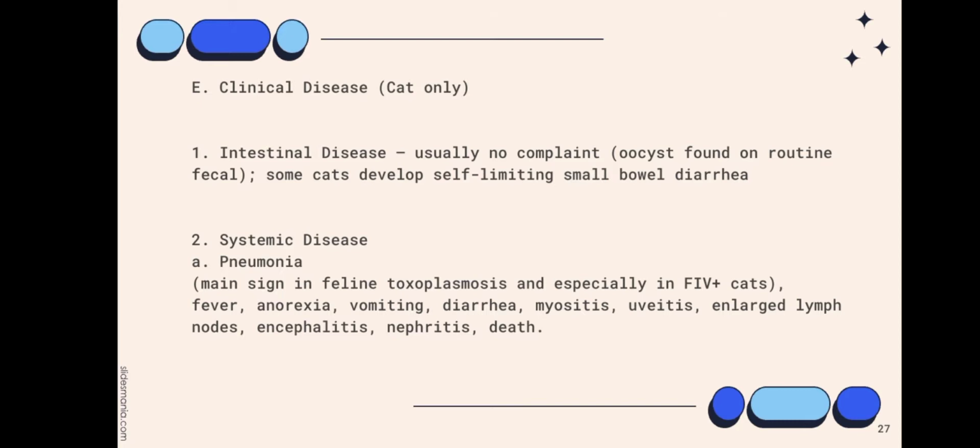In the systemic disease, pneumonia is the main sign in feline toxoplasmosis, especially in FIV-positive cats. Other signs include fever, anorexia, vomiting, diarrhea, myositis, uveitis, enlarged lymph nodes, encephalitis, nephritis, and death.